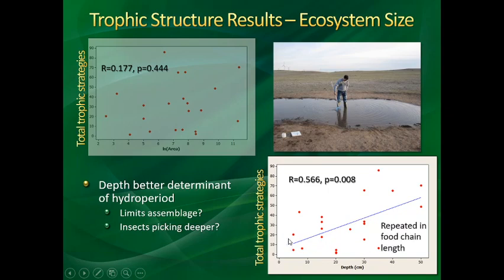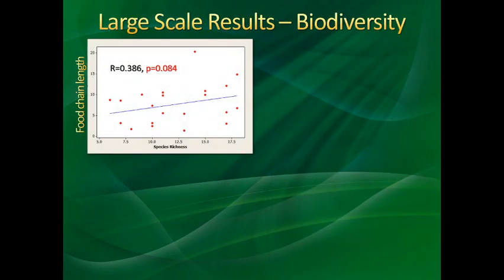So what we see is this increase in the total number of trophic strategies. That pattern was repeated with food chain length. So we had longer food chains in deeper playas, because these deeper playas have just more organisms in there, which we'll see why in a little bit.